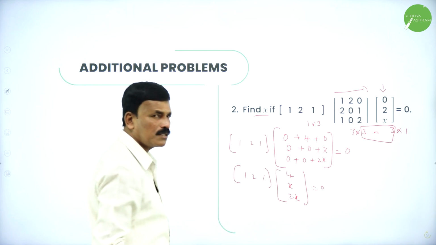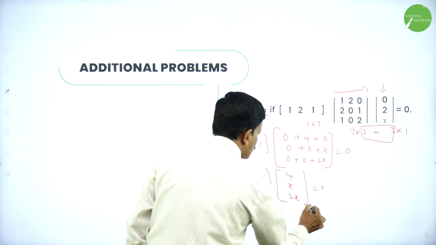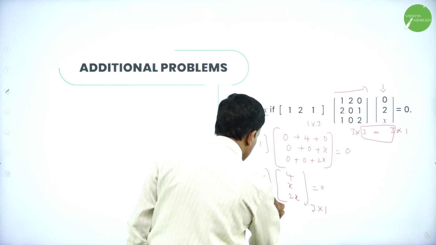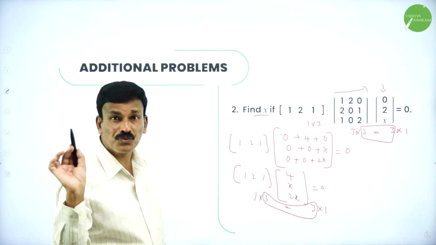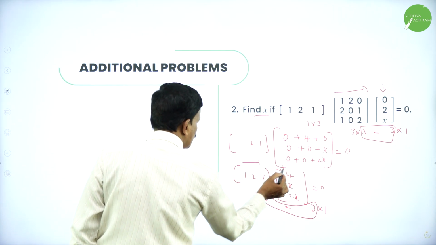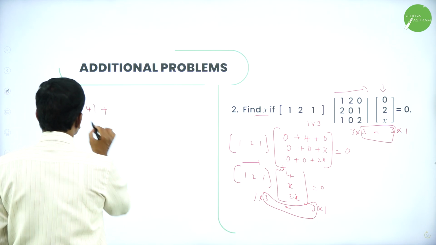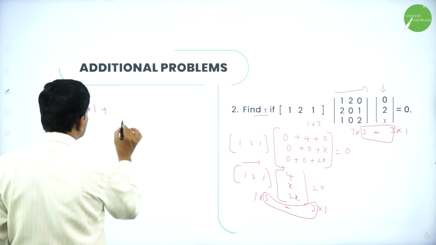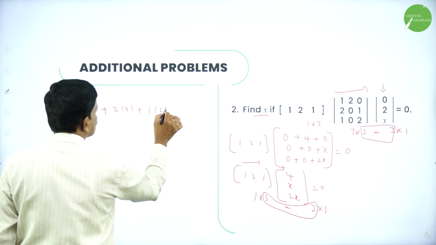Check whether it can be multiplied or not. This is 1 row, 3 columns. This is 3 rows, 1 column. These 2 elements are the same, so we can multiply and we are going to get a matrix of order 1 into 1. This is very important. First row, first column: that is 1 into 4 plus 1 into x plus x into 2x.